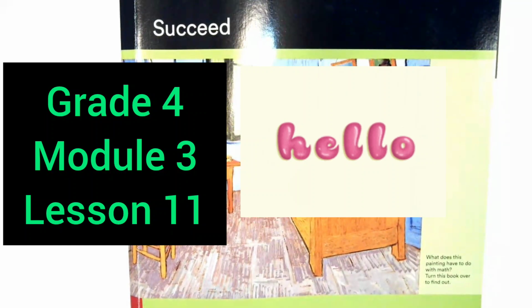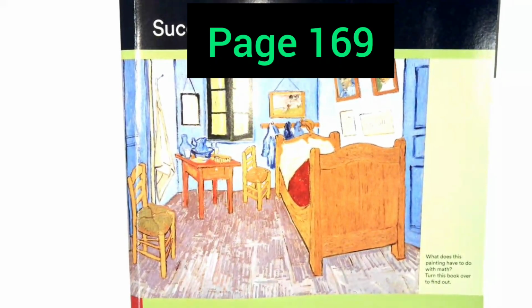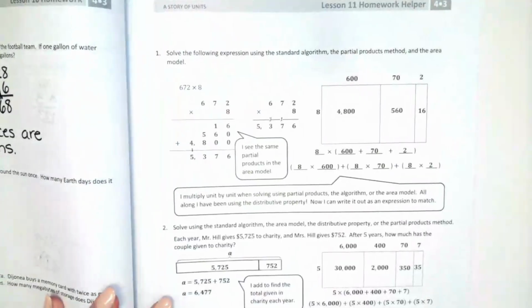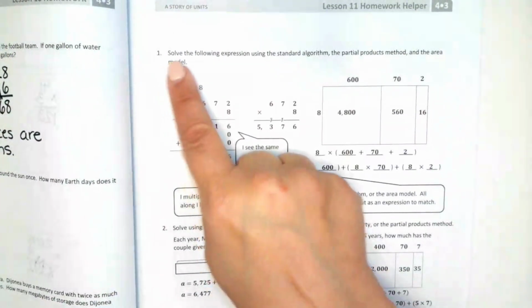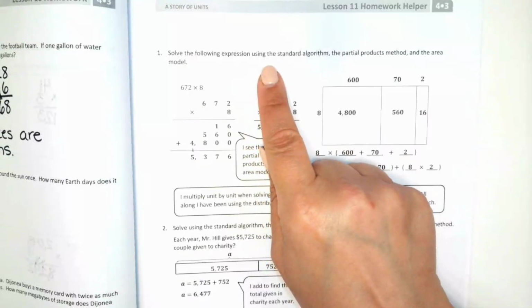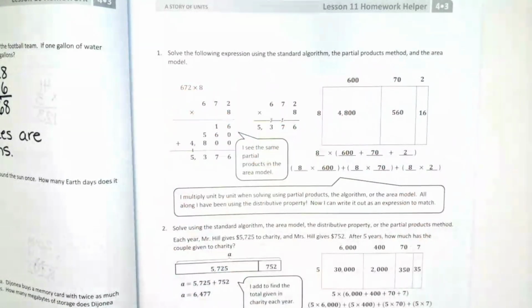Get your Succeed book. Let's open to page 169. We will look at the Lesson 11 homework helper. It says, solve the following expression using the standard algorithm, the partial products method, and the area model. All three of them.